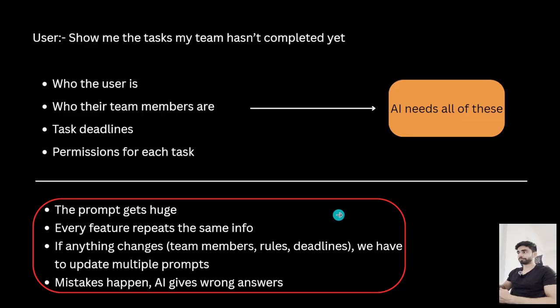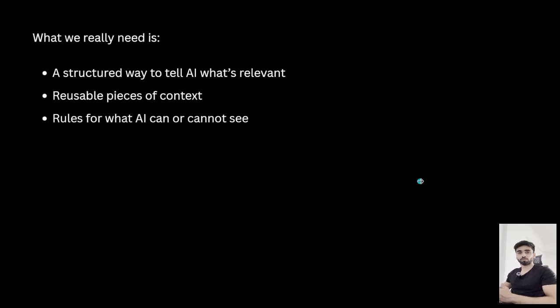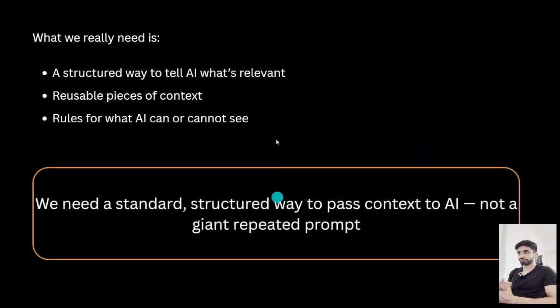All we really need is a structured way to tell AI what's relevant. We need to give reusable pieces of context. We need to give rules for what AI can or cannot see. Without structure, context becomes messy, inconsistent, and expensive too. That's exactly the point where developers realized that we need a standard, structured way to pass context to AI, and not a giant repetitive prompt. And that's why MCP exists. It makes context very organized, reusable, and safe.